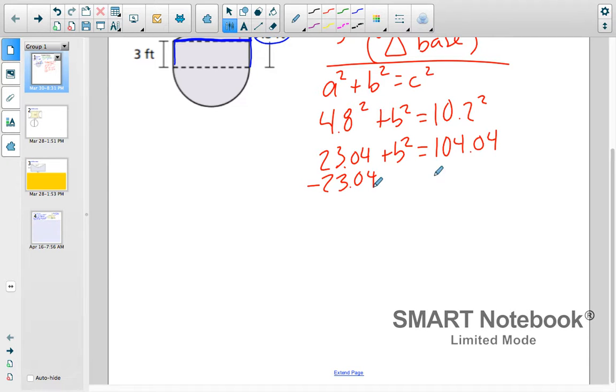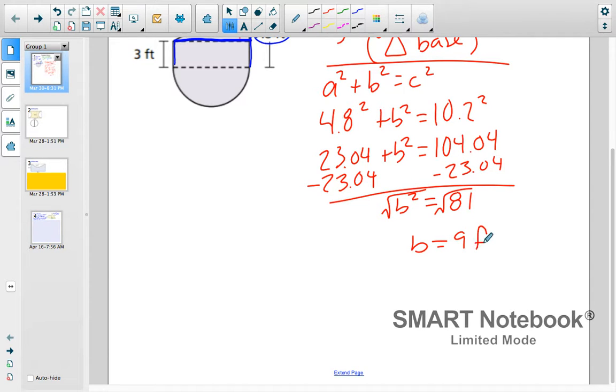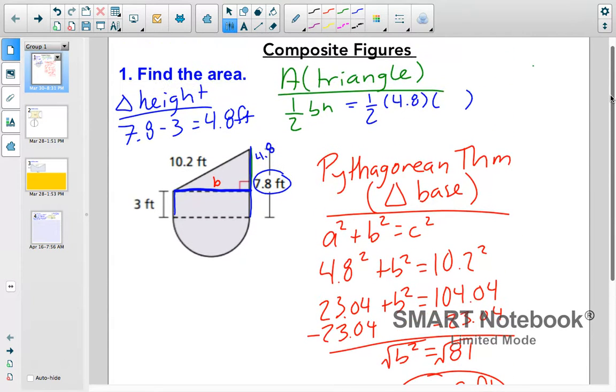So subtract 23.04. I get b squared equals 81. Take the square root of each side. B is 9. Specifically, it is 9 feet. So right up here, I'm going to plug in that same 9 and multiply all of this together. 1/2 times 4.8 times 9. That gets you 21.6 feet squared, because we're talking about area. So that's the area of the triangle.